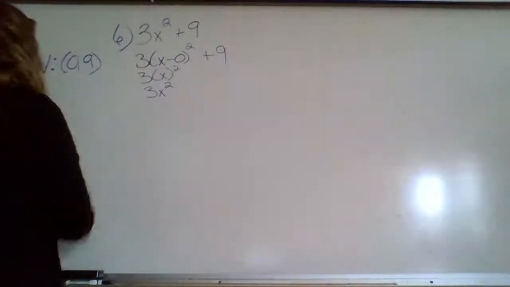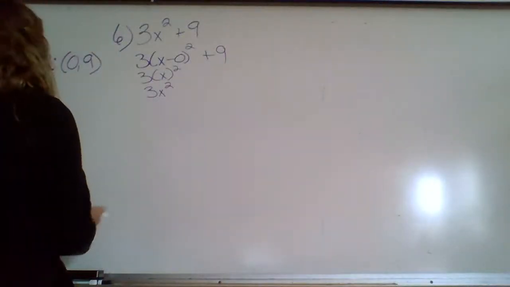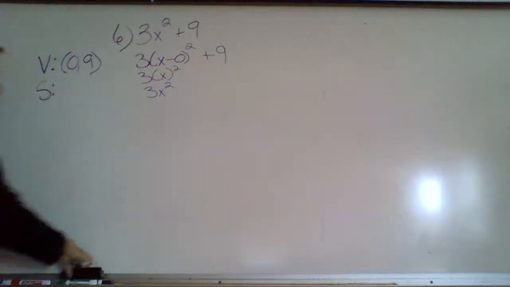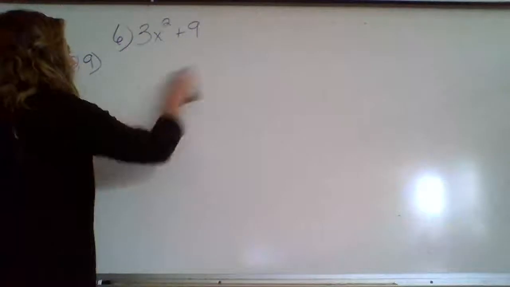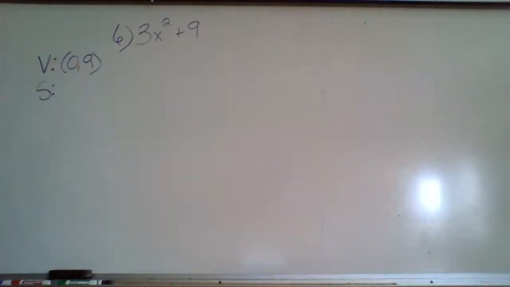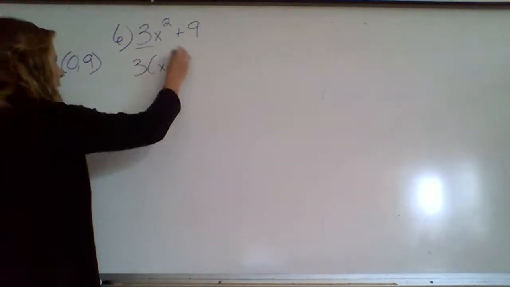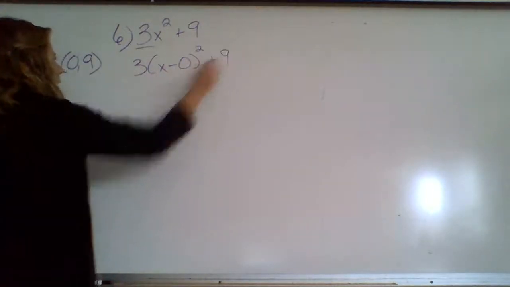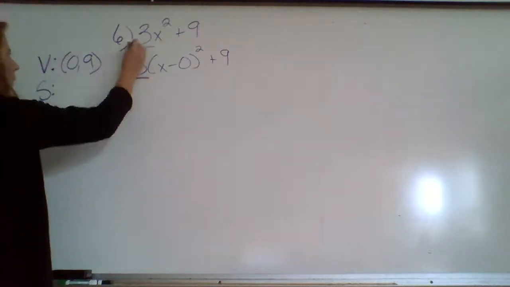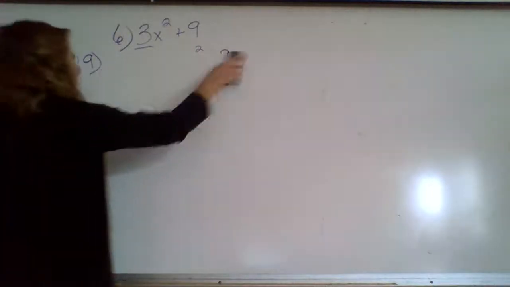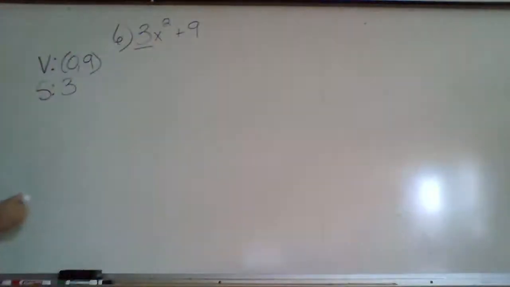Back to this problem. Where were we? Oh, we found the vertex. So then the stretch, let me erase this. The stretch is just what you're multiplying by. What are you multiplying by? Remember, this is actually 3 times x minus 0 squared plus 9, okay? So we're multiplying by 3. So your stretch is 3.